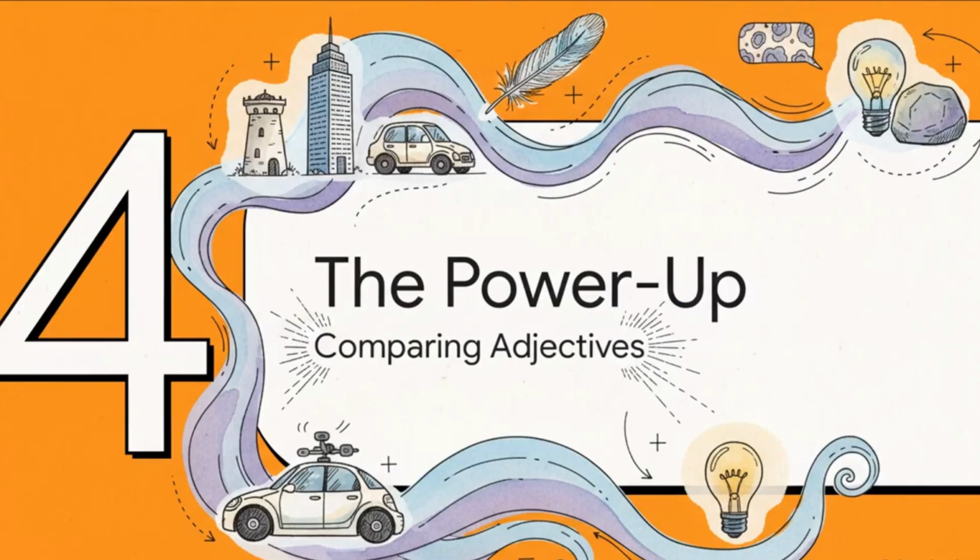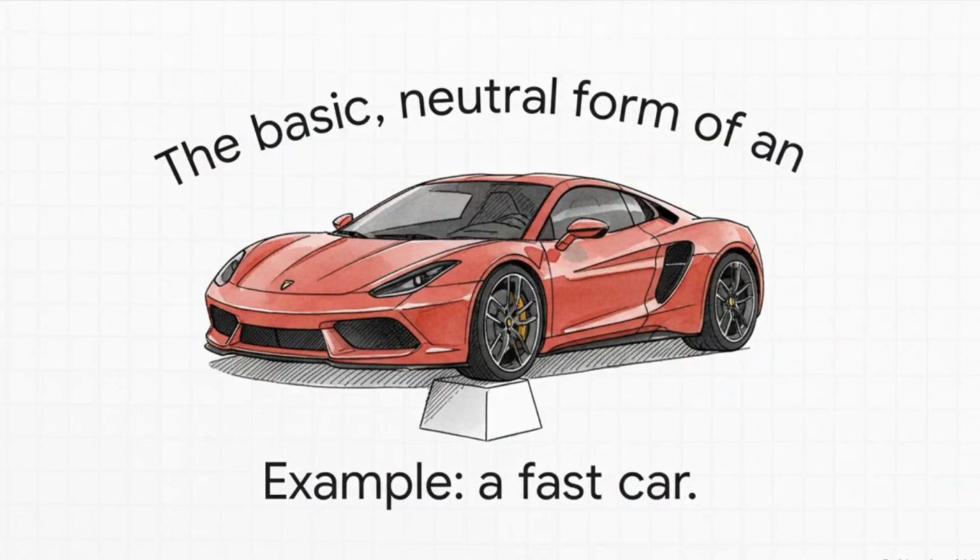All right, ready for a power-up? Adjectives are awesome for describing one thing, but they get even more powerful when you use them to compare things, which is something we do constantly in everyday conversation. Everything starts with the basic adjective. We call this the positive form. It's just the plain old word, like fast. It describes a quality, but it isn't comparing it to anything. Simple as that, a fast car.